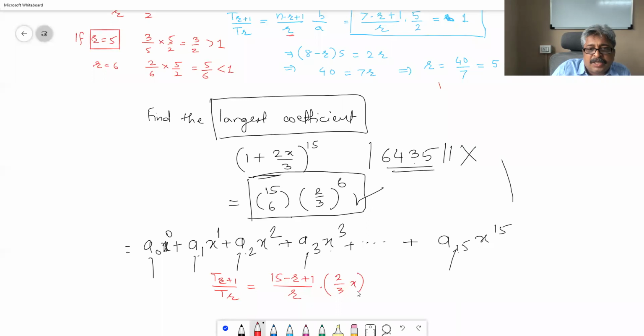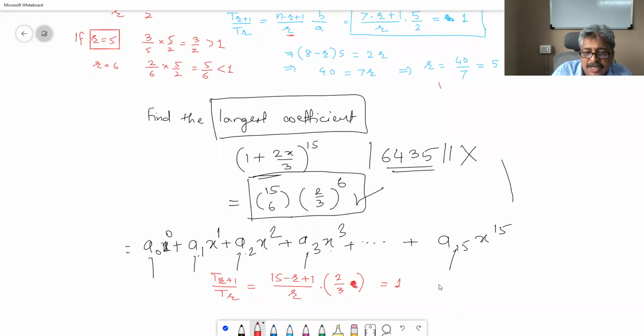So b is 2 by 3x and a is 1. So we need not worry about 1, and we need not worry about x either. So 2 by 3, that is b upon 1. And this ratio should be equal to 1. If we equate it to 1, what happens?